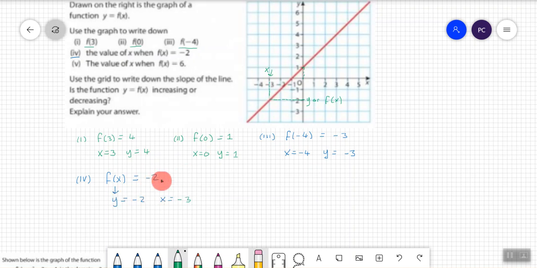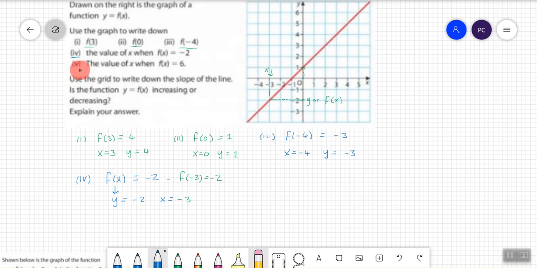Okay, or another way of writing that is function -3 is equal to -2. Okay, so that's just another way of writing it. Or when y is equal to -2, x is equal to -3. So that's that one.